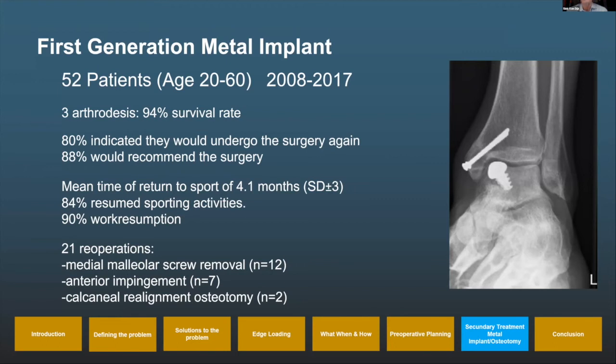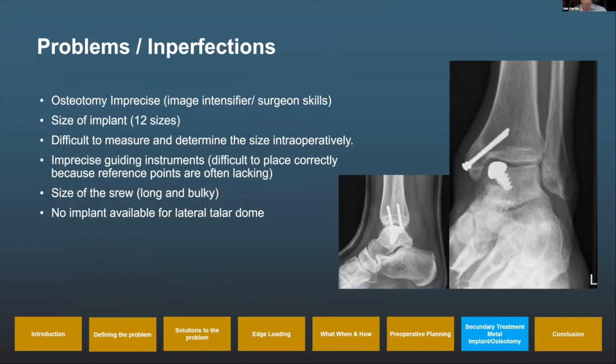So quite good figures. However, there were 21 reoperations: medial malleolar osteotomy, removal of the screw, anterior impingement in 7, and in 2 we performed a realignment osteotomy. What were the problems, the imperfections with the technique? The imperfections had to do with the osteotomy. A medial malleolar osteotomy is not so easy to do freehand.